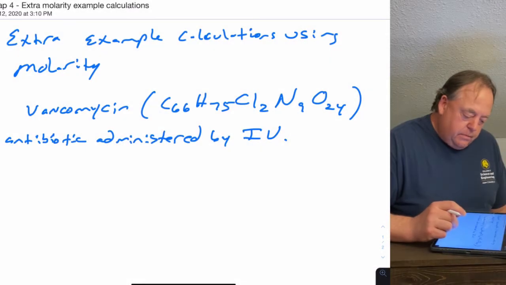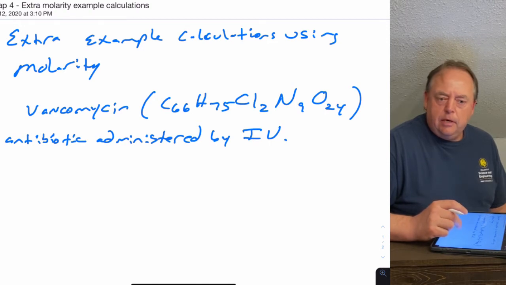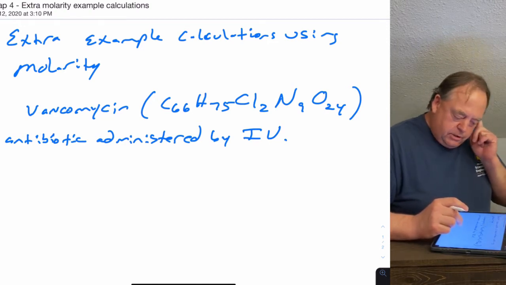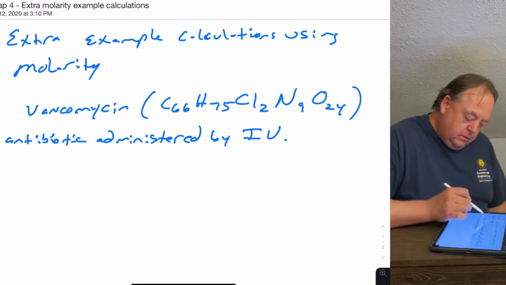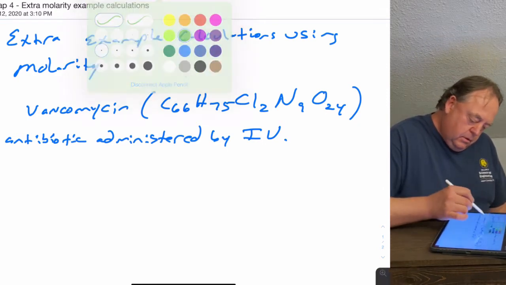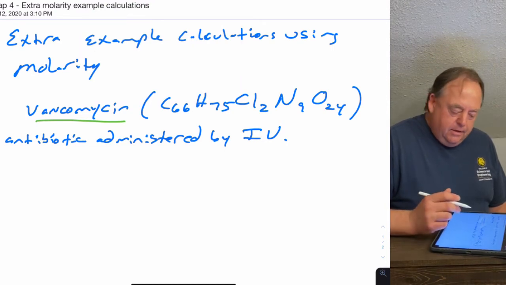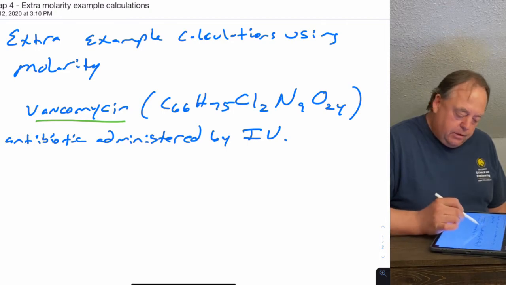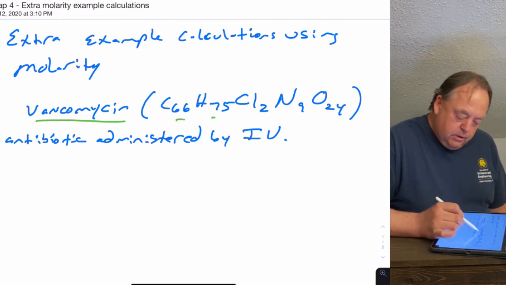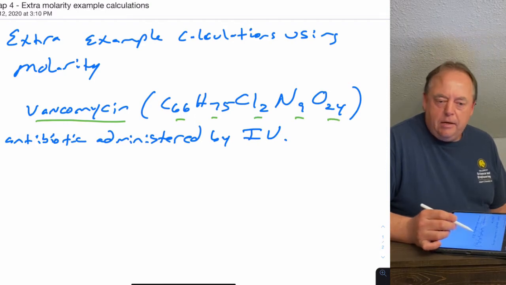So this is just a lecture to show a few more examples of doing calculations using molarity. So let's say you have vancomycin, which is an antibiotic that's administered by IV. That means it would be in a solution. It's a pretty complex molecule: 66 carbons, 75 hydrogens, 2 chlorines, 9 nitrogens, 24 oxygens in the molecule.